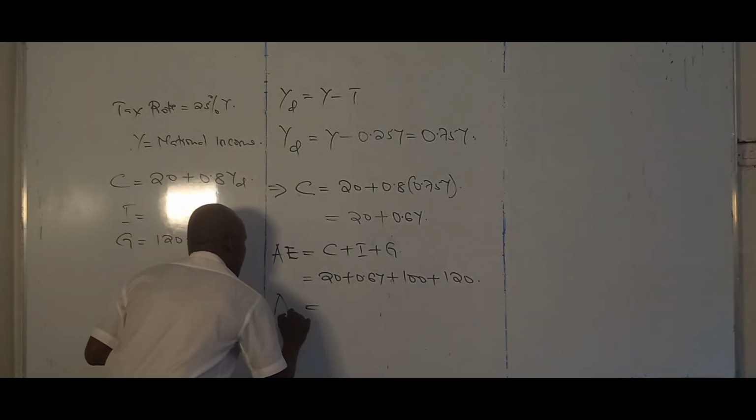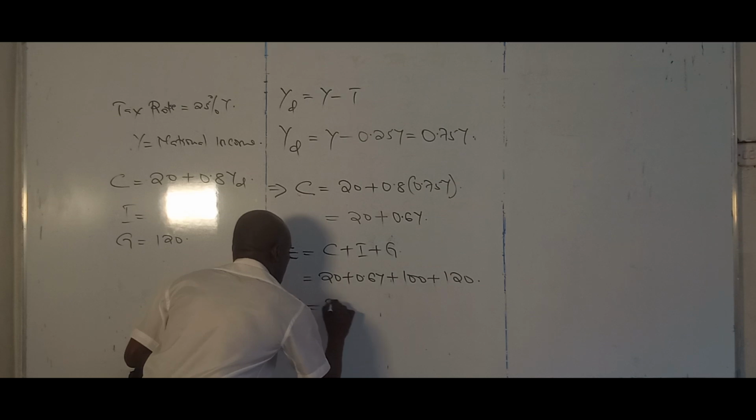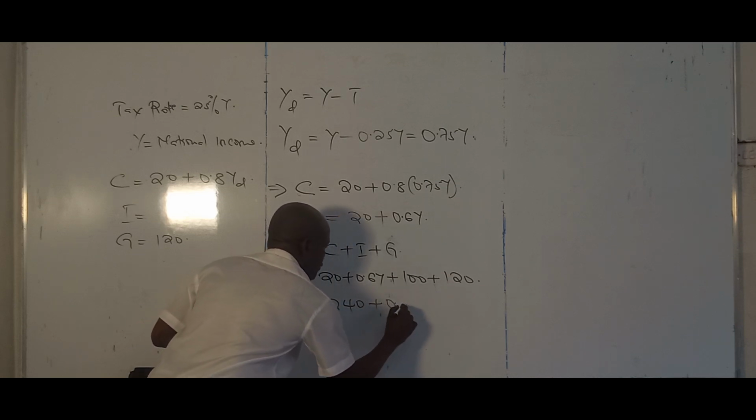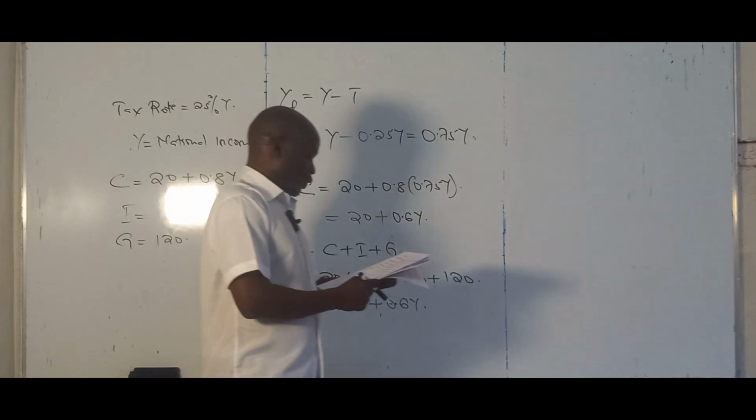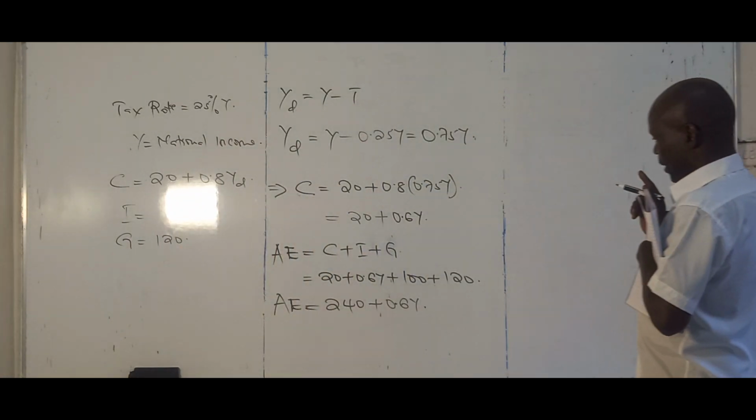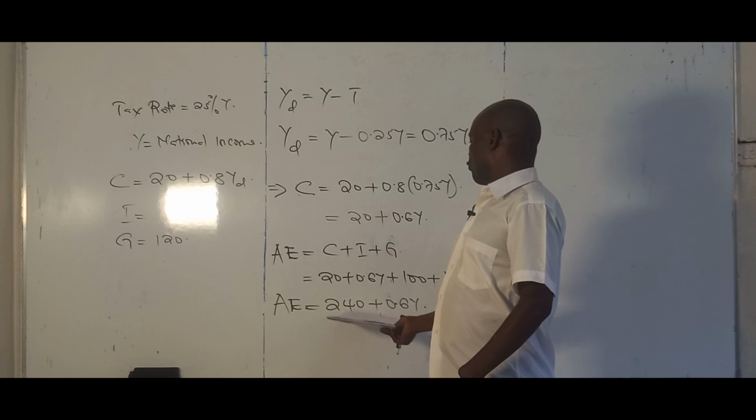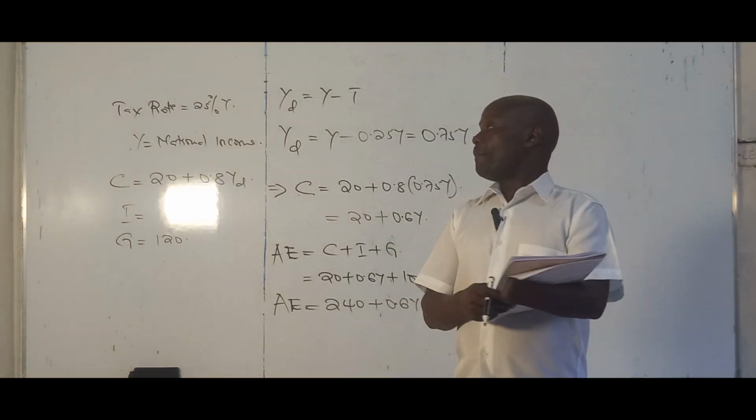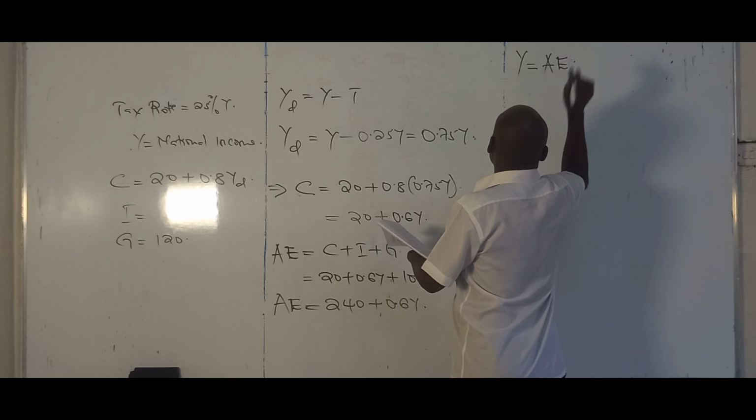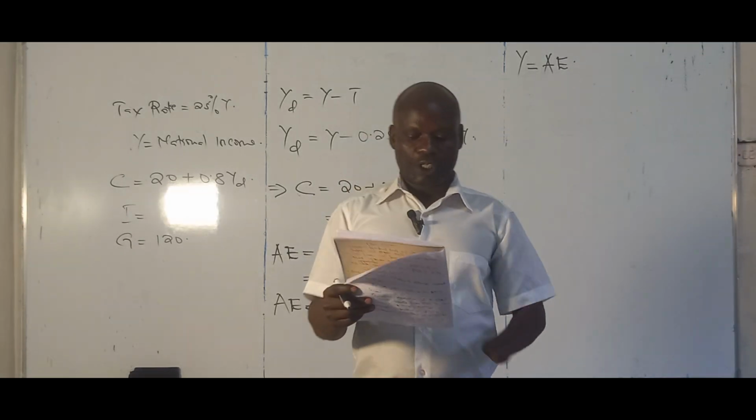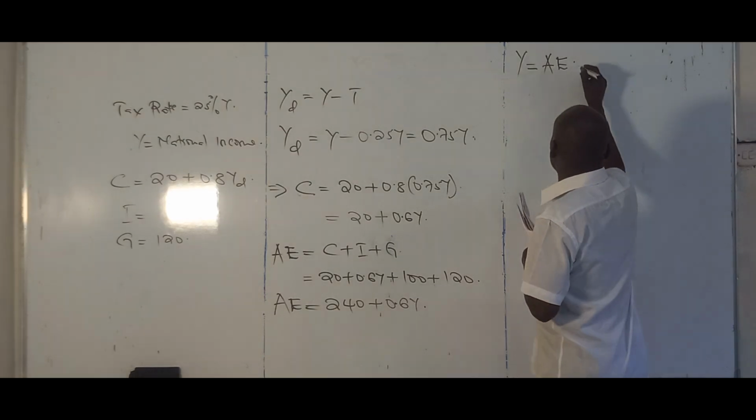That effectively gives me aggregate expenditure as 240 plus 0.6Y. So that is what we get as the aggregate expenditure. But we should note that if this is the aggregate expenditure, defined by this function, 240 plus 0.6Y, in equilibrium national income is equal to aggregate expenditure. So this equation should give us the national income.